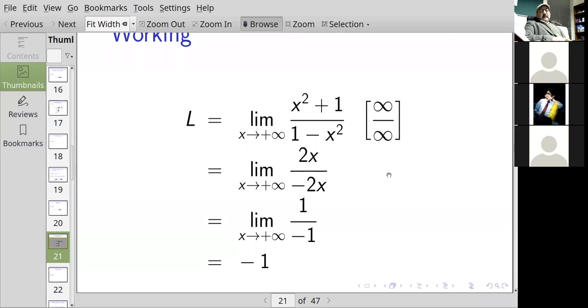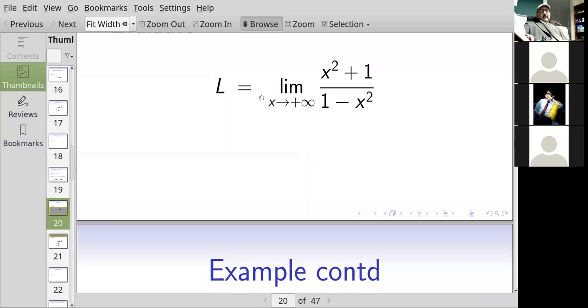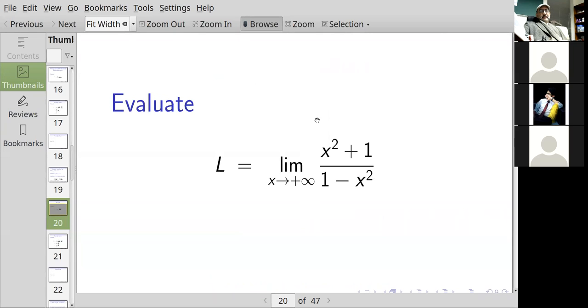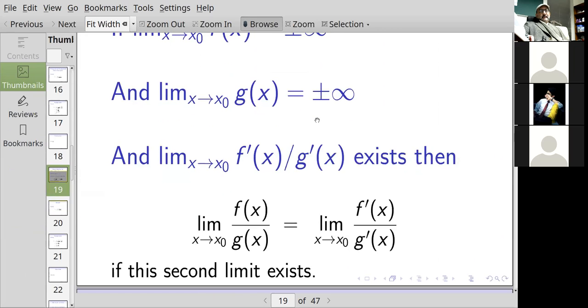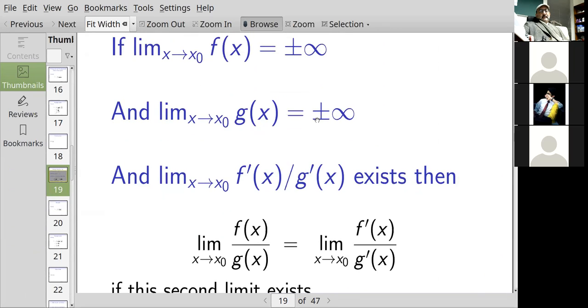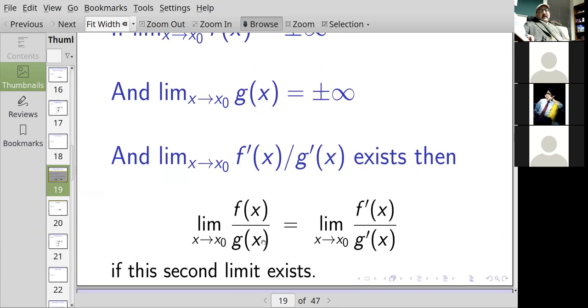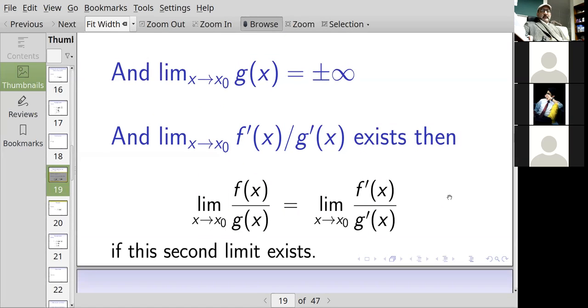Sir, can you go back to the previous slide? Sir, what is the second limit here? The second limit exists. So the second limit is the limit using the derivatives. Oh, okay. The second limit, the one with the derivatives.